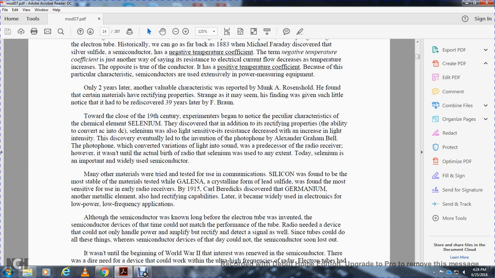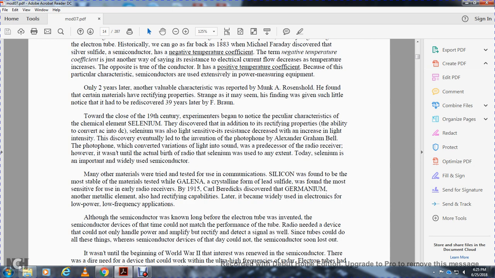They discovered that selenium had rectifying properties, the ability to convert AC into DC. Selenium was also light sensitive, and its resistance decreased as light intensity increased. The discovery eventually led to the invention of the photophone by Alexander Graham Bell. The photophone converted variations of light into sound, a predecessor of the radio receiver. However, it was not until the actual birth of radio that selenium was used to any extent.